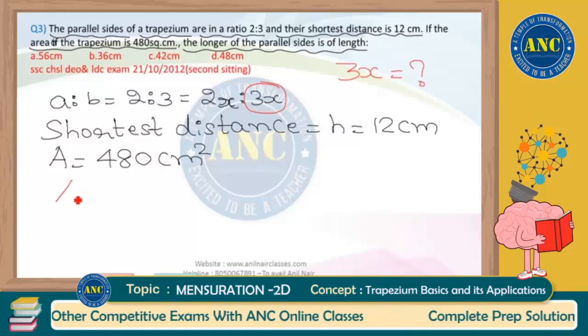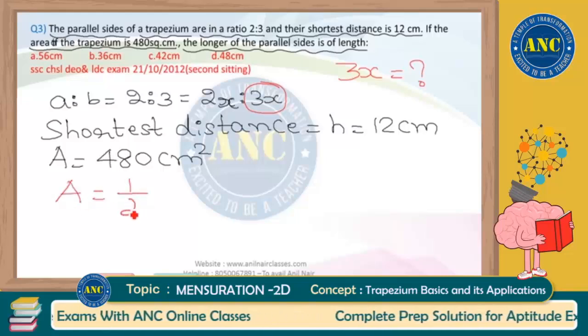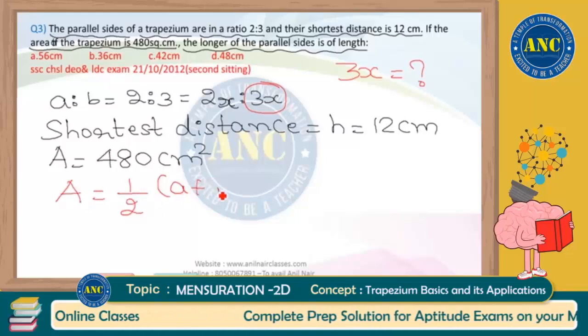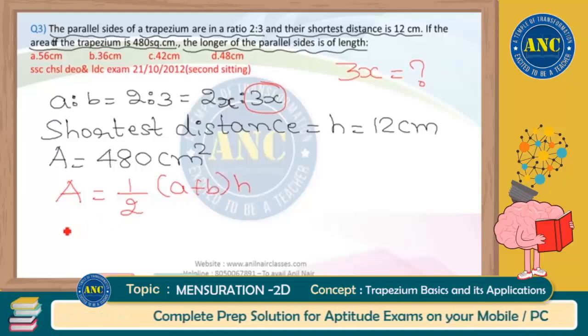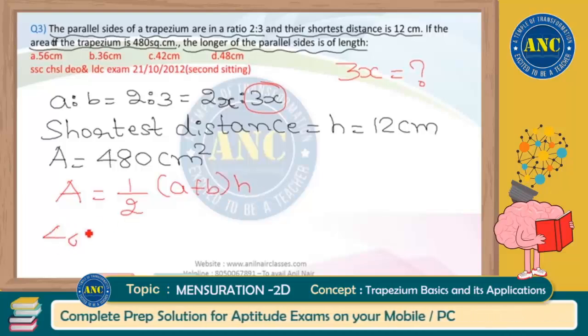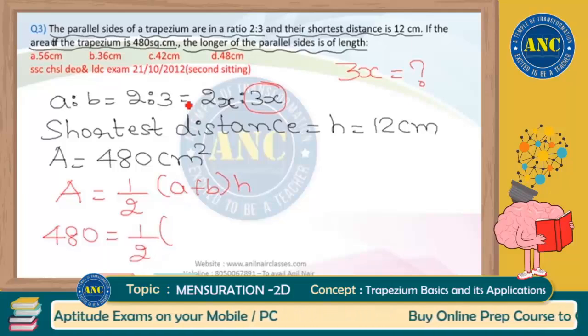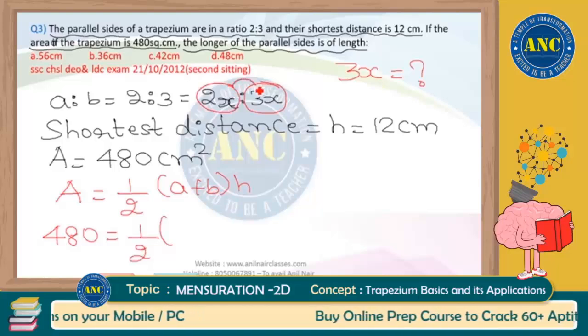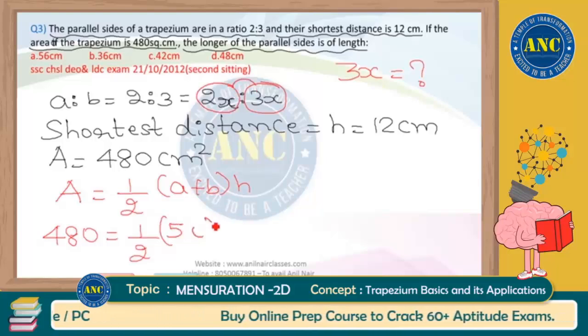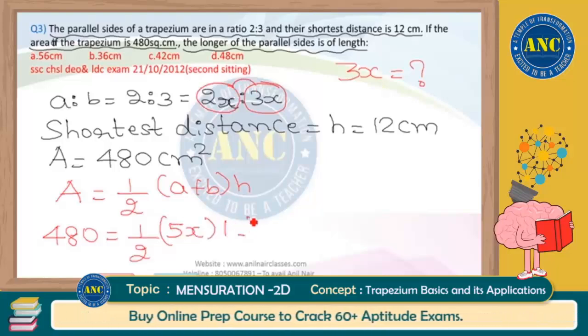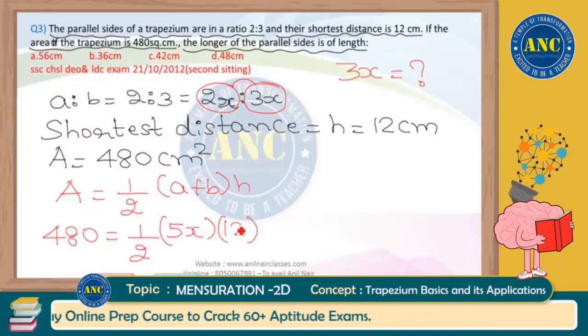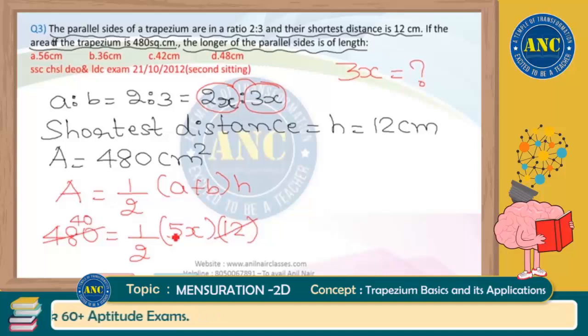Now, we all know that area of trapezium is half into a plus b into h. Area of trapezium is given in the question as 480. So 480 is equal to half into a plus b, which is 2x plus 3x, which is 5x. H value is given in the question as 12. So 12 into 4 is 48. 5 into 8 is 40.